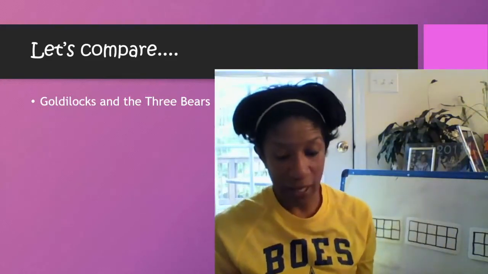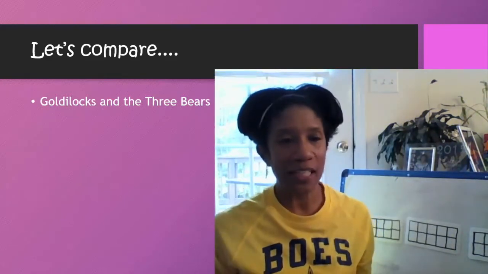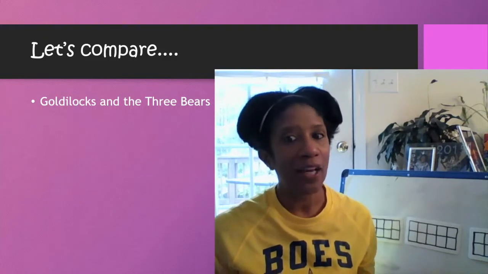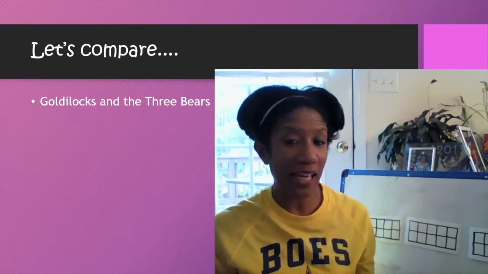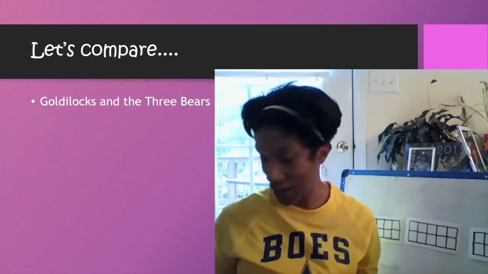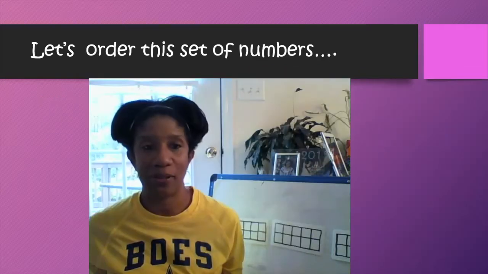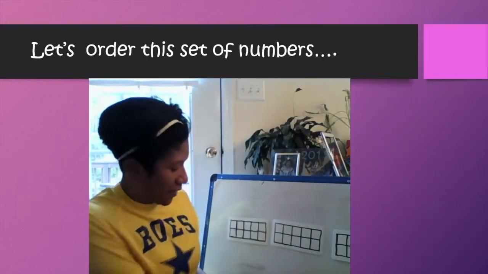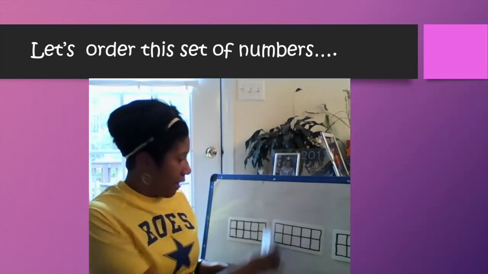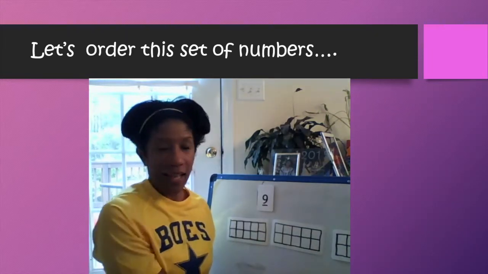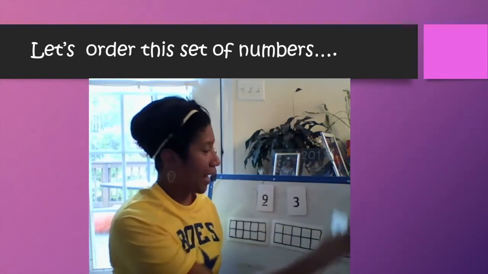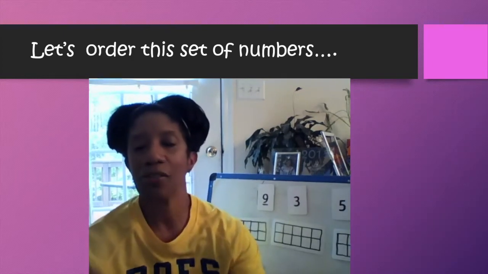All right, so now I want you to remember how we ordered those things for Goldilocks and the 3 bears, because we're going to apply that same understanding to number sets. Okay? So let's try some with numbers. Let's look at these numbers I have. I have 9, I have 3, and I have 5. Can you see those numbers?